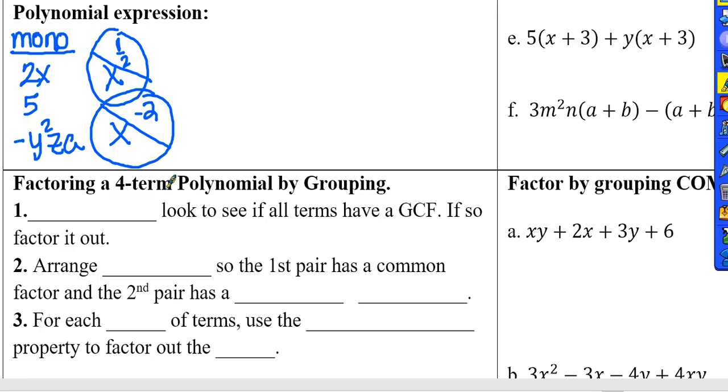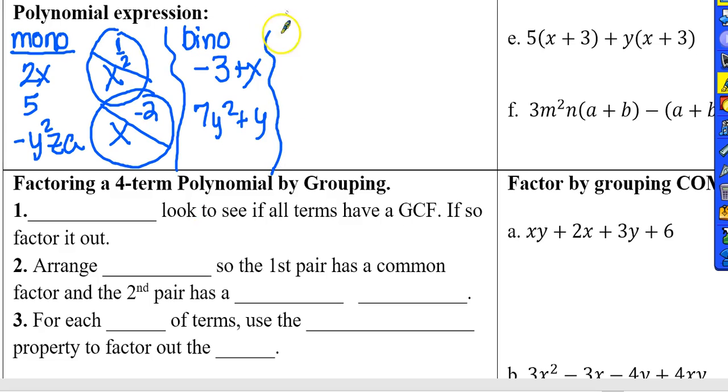So you will not see half powers. You will not see negative. You won't see rational powers or negative powers, not in a polynomial. Now, I might have you do some factoring just to test your skills with them, but they're not polynomials. Okay, the next one after monomials is a binomial. Of course, let's just do an example or two. How about negative 3 plus x? Guess what makes it a binomial is it's two terms separated by addition or subtraction. 7y squared plus y. Yes? Binomial. You get it.